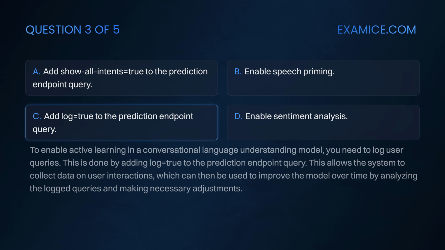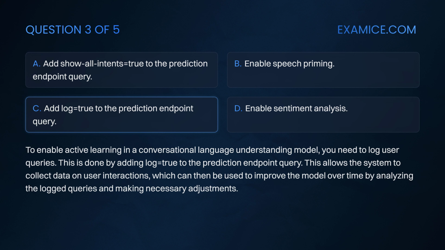To enable active learning in a conversational language understanding model, you need to log user queries. This is done by adding log equals true to the prediction endpoint query. This allows the system to collect data on user interactions, which can then be used to improve the model over time by analyzing the logged queries and making necessary adjustments.